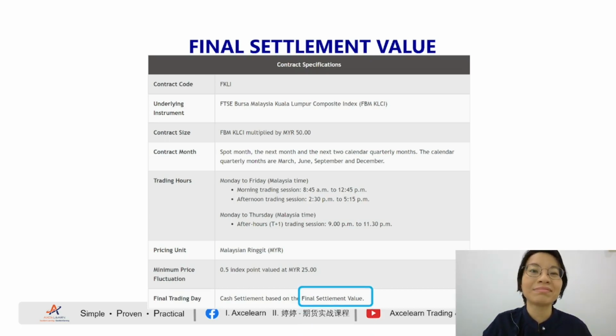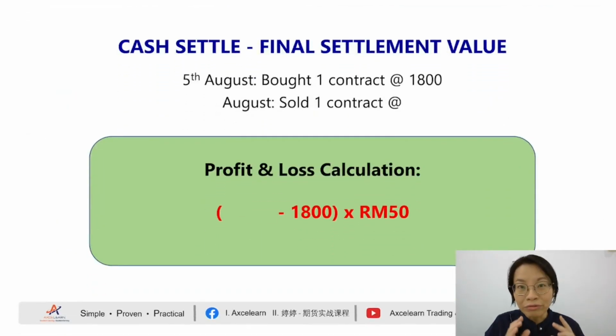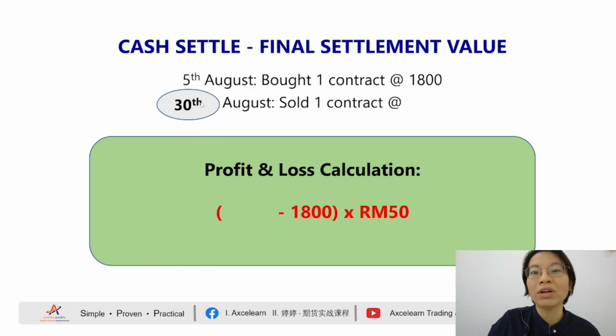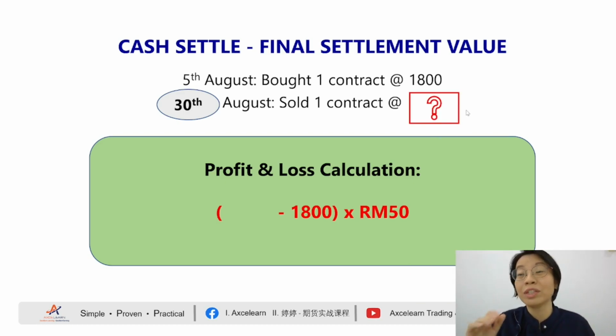Can you see that? Now, let's say on the 5th of August you bought at 1,008. On 30th of August, you assume that you're going to sell one contract. But what price are you going to sell at? This part is a question mark, because you do nothing. You're not going to close, you are not going to do anything. Because I need to calculate my profit and loss. Am I correct? So I need this value to calculate my profit and loss.